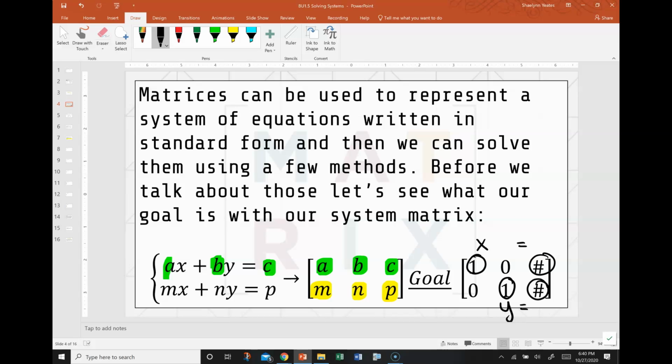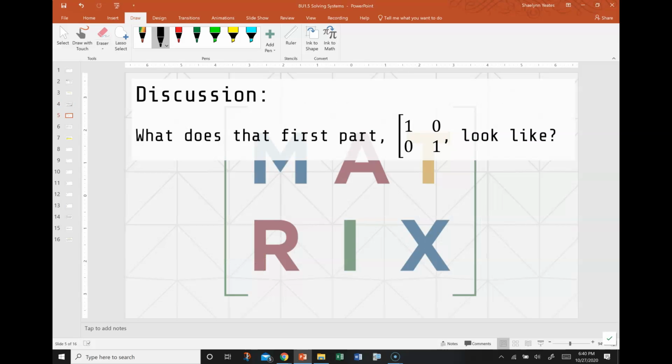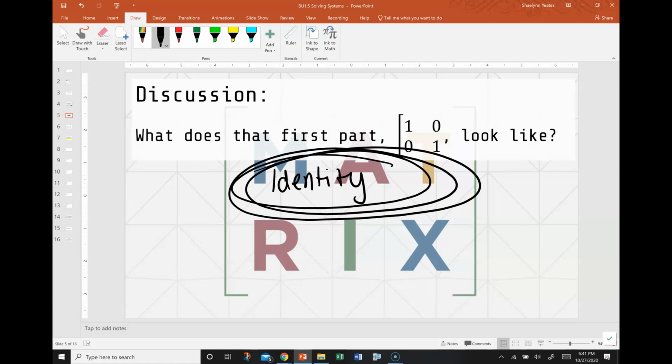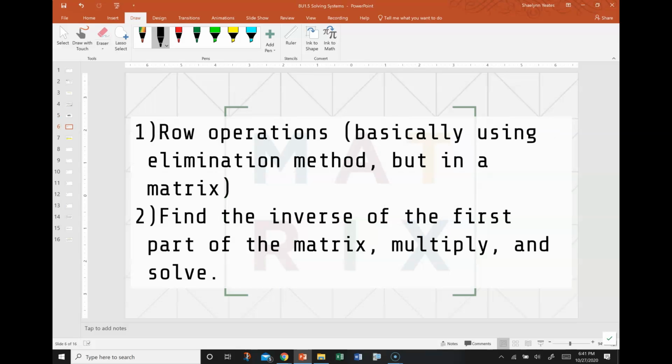All right, what does the first part of this matrix look like? We've got the 1, 0, 0, 1. Many of you should have come up with the answer. This looks like our identity matrix. And last time we learned how to take a matrix and multiply it by something and get something that's the identity. We learned about inverses. Hint, hint, we're probably talking about it today.